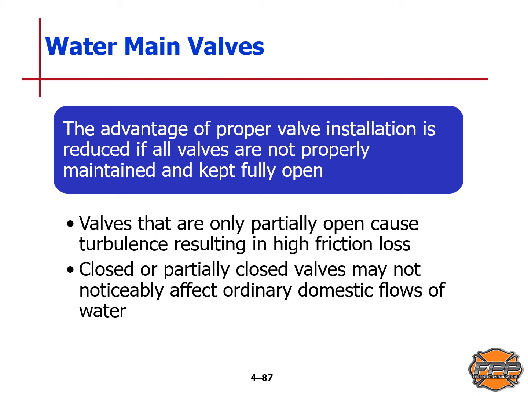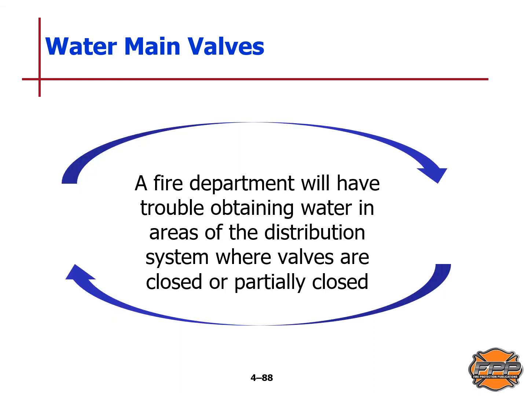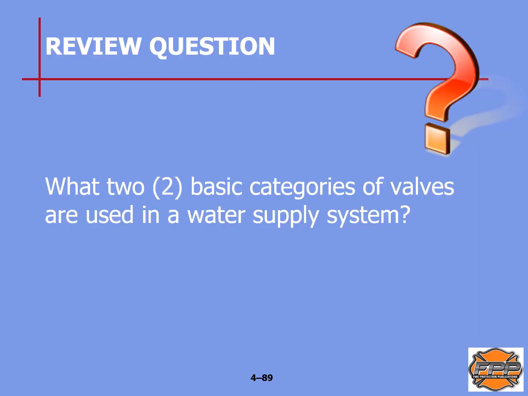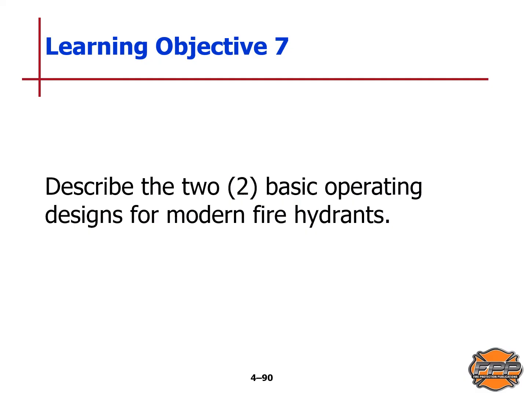Closed or partially closed valves may not noticeably affect ordinary domestic flows of water. A fire department will have trouble operating water in areas of the distribution system where valves are closed or partially closed. Here's some review questions for you. One is, what are two basic categories of valves used in a water supply system? That will be on page 62 of your text.